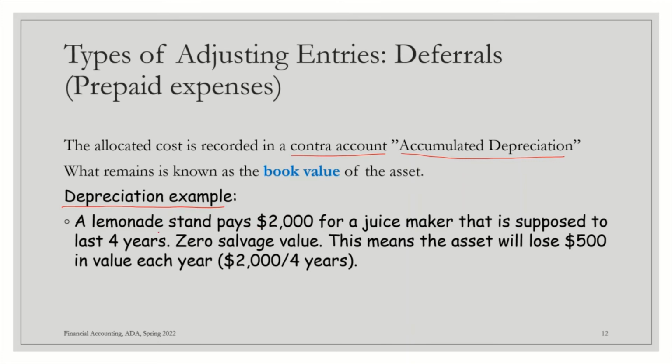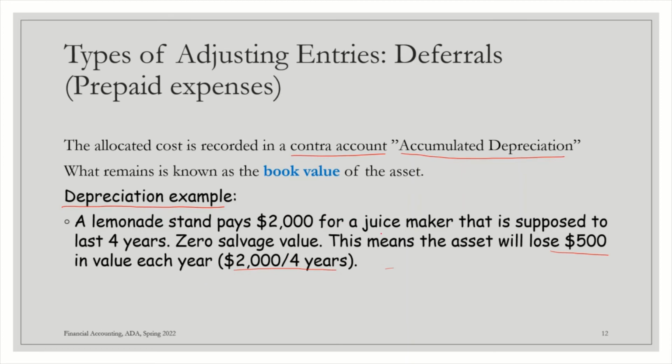Now, let's say a lemonade stand buys a juice maker for $2,000, and that is supposed to last us 4 years. Now, there's zero salvage value, so we will have 2,000 divided by 4 years, $500 we will lose each year from that juice maker. Now we will have to make those records. We will have to make those adjusting entries, because there won't be a document coming to us saying that, hey, look, you have a reduction in the cost of your juice maker.